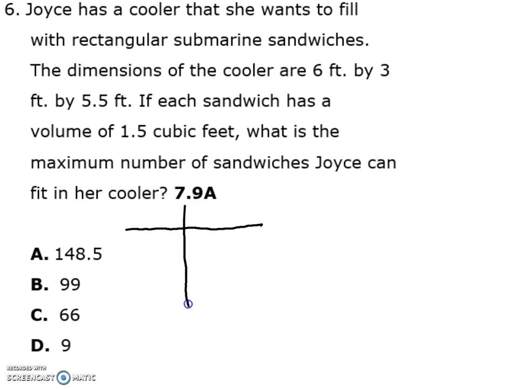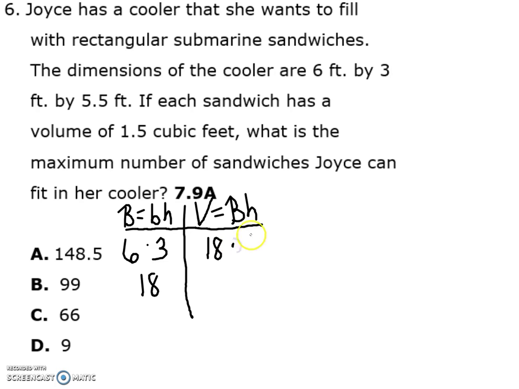for a rectangular prism. The area of the base is base times height. Since it's a prism, volume equals the area of the base times the height of the prism. We have a 6 foot by 3 foot, which has an area of 18 feet. Then we're going to do 18 feet times 5 and 5/10 feet. So we multiply 5 and 5/10 times 18. 8 times 5 is 40, plus 4 is 44.